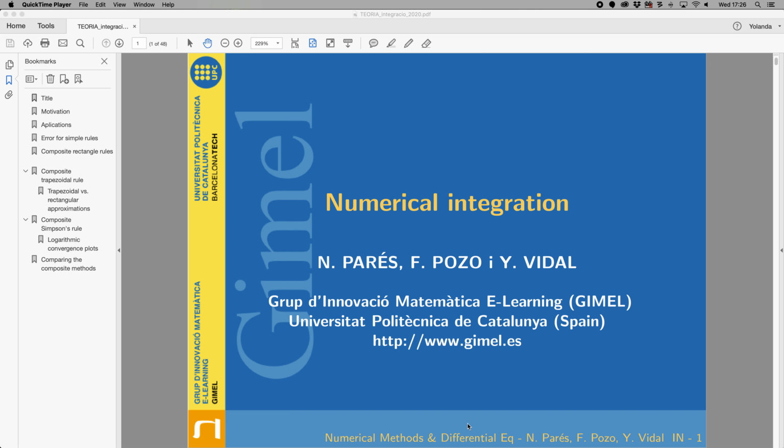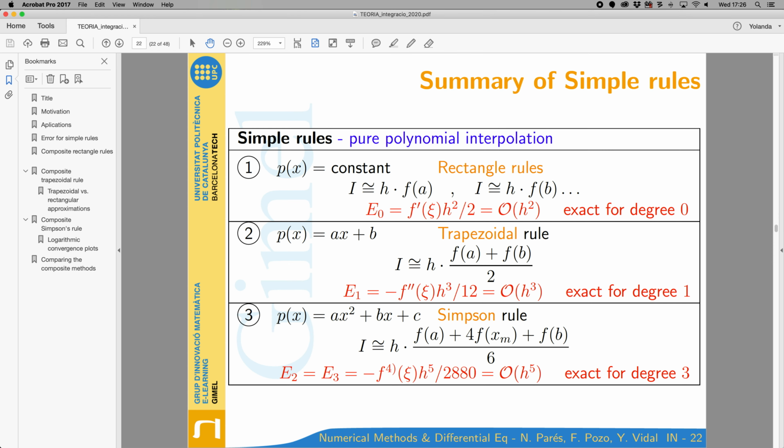Welcome to the third video lecture related to the topic numerical integration. The following slide summarizes what we covered so far about the topic. Basically, we saw the simple rules, the formulas that give us the approximated value of the integral, as well as, in red color, the formulas to bound the different errors with the different methods.